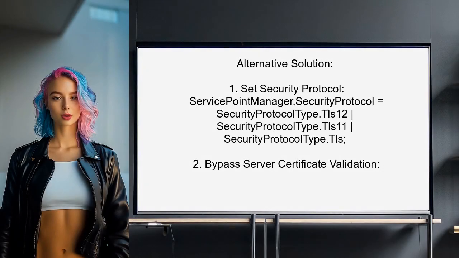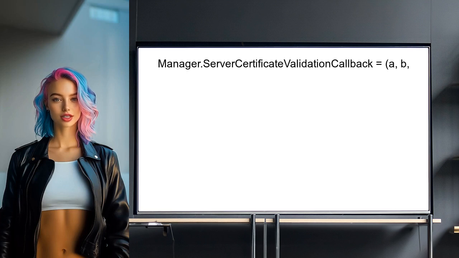An alternative solution provided by a user suggests modifying the startup code. They recommend setting the security protocol to support TLS 1.2, TLS 1.1, and TLS. Additionally, they propose using a callback to bypass server certificate validation.